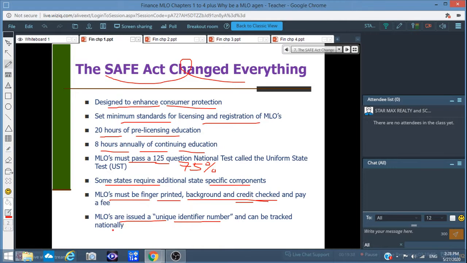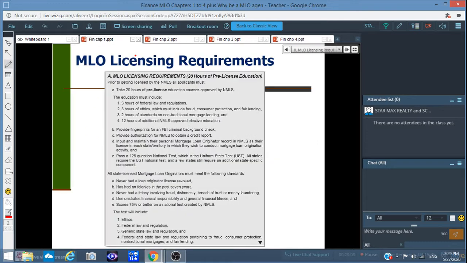that can be tracked nationally. So this is your MLO number, they call it the NMLS number. If you're an MLO, you have to have this number.